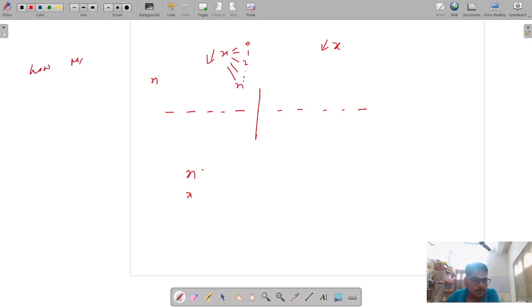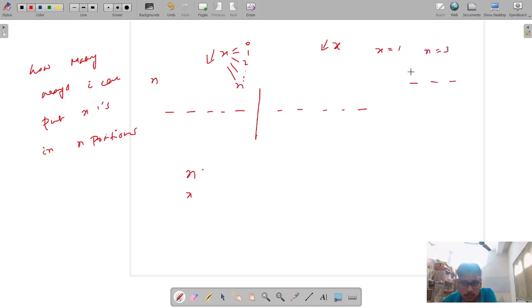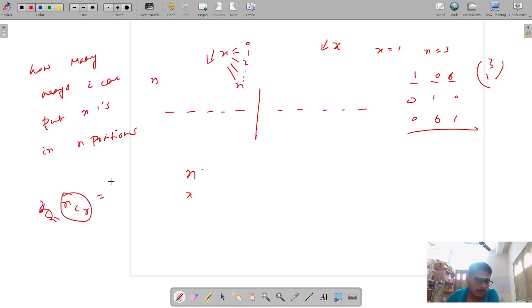In how many ways can I put x ones in n positions, right? So if x equals 1 and n equals 3, in how many ways can I put one 1 in 3 positions? 1 0 0, 0 1 0, 0 0 1, right? So this is actually 3 choose 1. You are accustomed to the term nCr, but it can also be written as n choose r. Okay, so I'm writing this one.